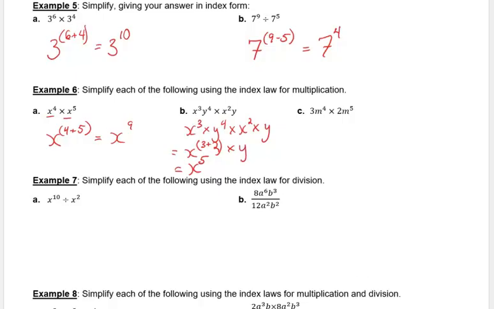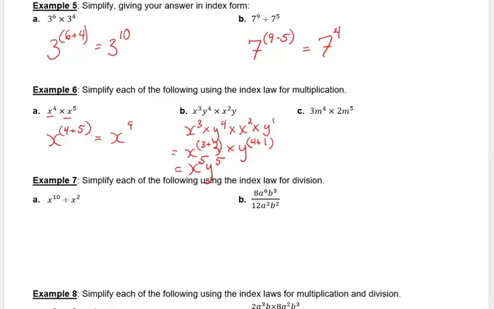So the y's, what am I going to add? 4 plus 1, because if it's just y by itself, it's actually y to the power of 1. So that gives me y to the power of 5. And I don't need to put a multiplication sign in between there, because it just is what it is. So that's x to the power of 5, y to the power of 5.